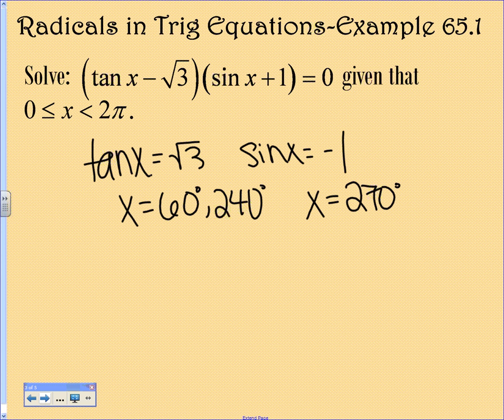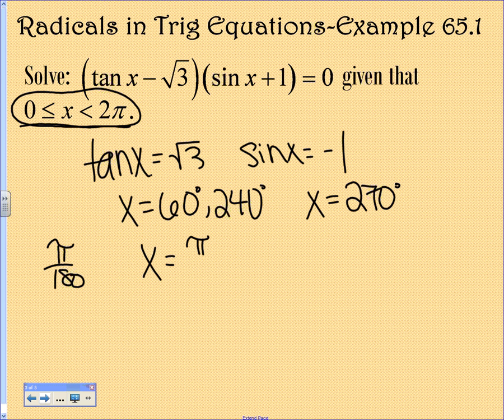Okay? So, this one is a little bit different than the last one because look here. It's in radians. So how do we change it into radians? Which is it? You're going to multiply all of them by pi over 180. So what is 60 divided by 180? Okay, so 1/3 pi, or pi divided by 3.